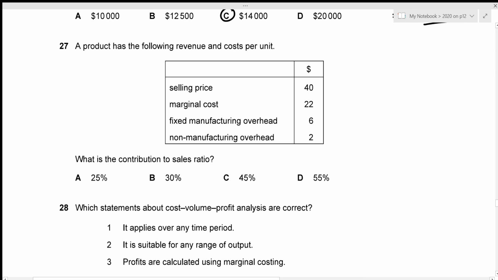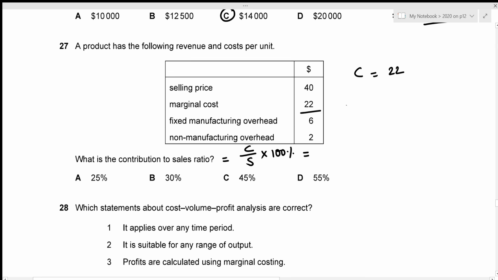Now we can move towards question number 27. A product has the following revenue and costs per unit. We now need to figure out the contribution to sales ratio. Alright, contribution to sales is just the contribution per unit divided by sales price per unit times 100%. Now let's figure out the contribution per unit. We are given the marginal cost of 22.